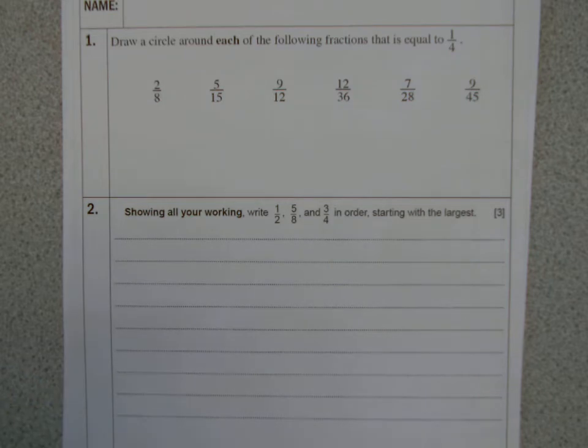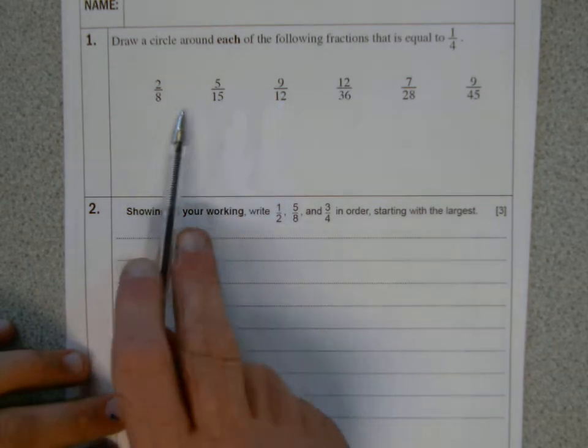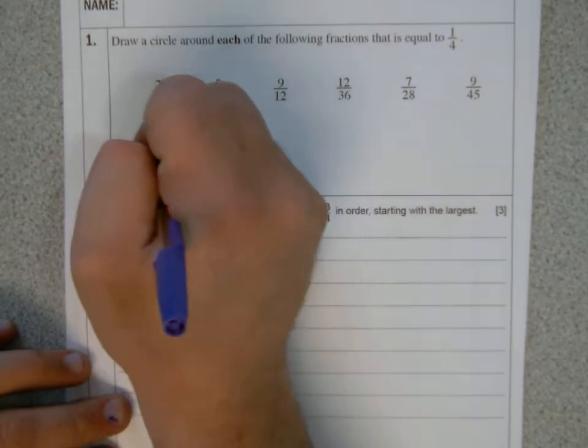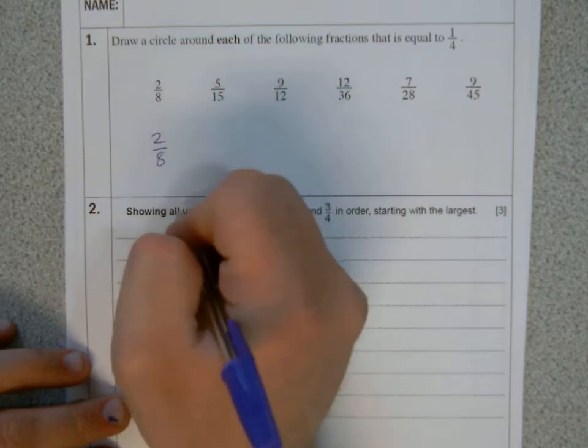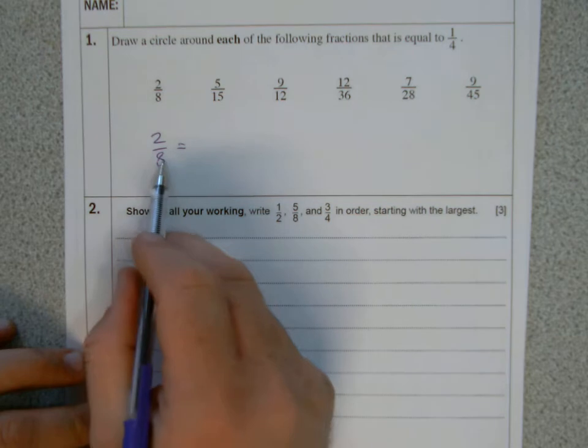Okay, draw a circle around each of the following fractions that is equal to 1/4. So with some space down here, I'll deal with each fraction in turn. We take that first fraction, 2/8. Can we get this to equal 1/4? Well, the simple case is we need to check if we can simplify this fraction.